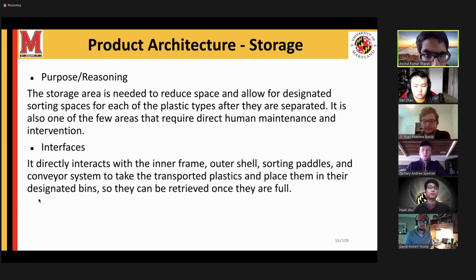The storage area is needed to reduce space and allow for designated sorting spaces for each of the plastic types after they're separated. It is also one of the few areas that require direct human maintenance and intervention. It directly interacts with the inner frame, outer shell, sorting paddles, and conveyor system to take the transported plastics and place them into their designated bins so they can be retrieved once they're full.